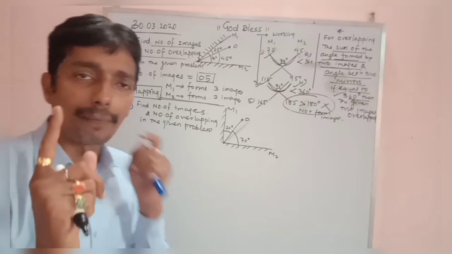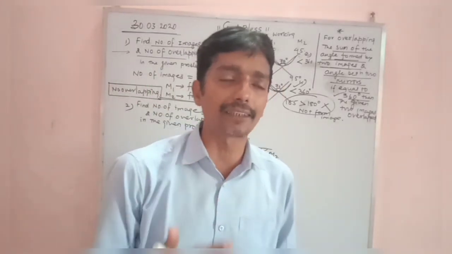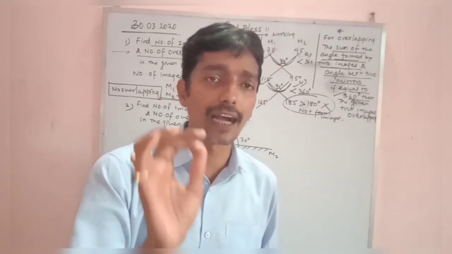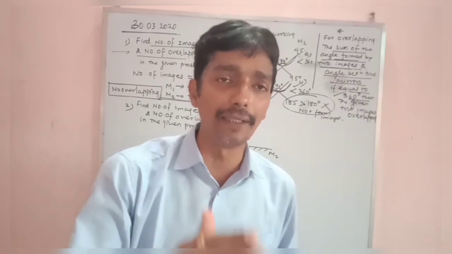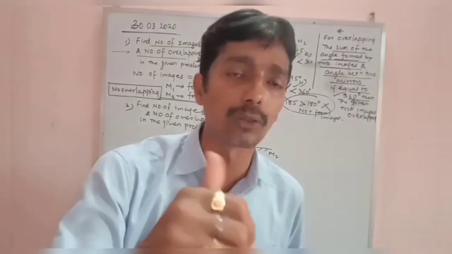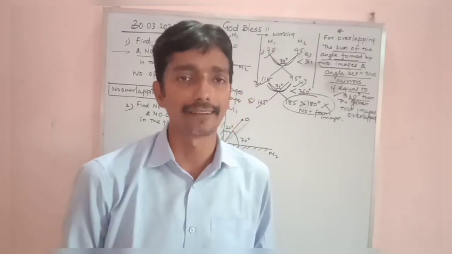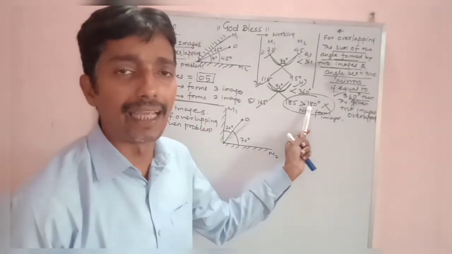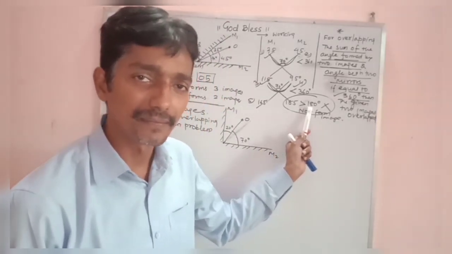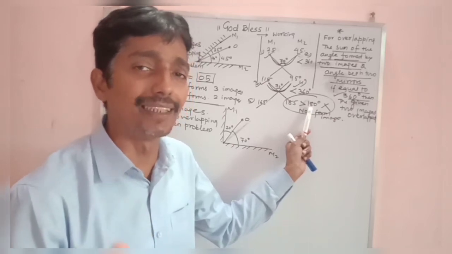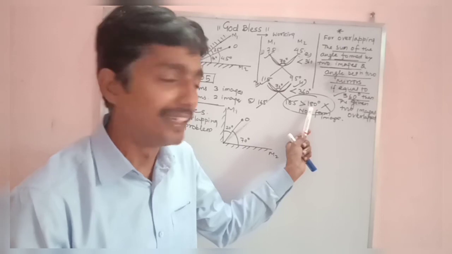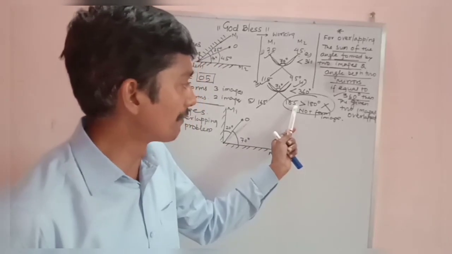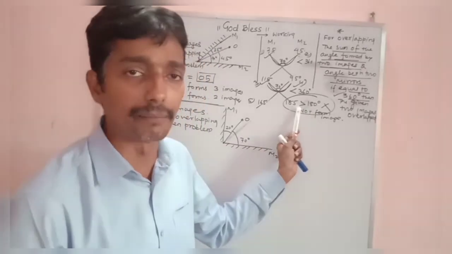So when does the image get subtracted? Subtract means when we don't count the image. When we don't count the image in the plane mirror. In a plane mirror, when do we not count the image, that number? When? In two cases. Please take care. In two cases. When the angle by the image is exceeding 180 degree. If the angle by the image is exceeding or equal to 180 degree, that time the image is not counted. For example, here you can see, here 185 is greater than 180, I will not count this image.